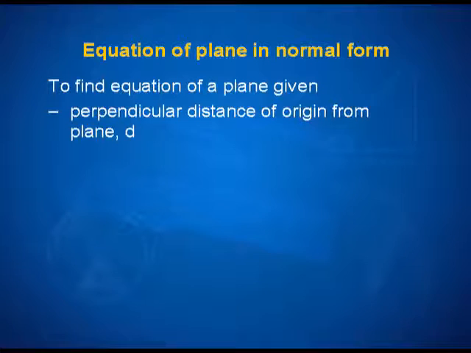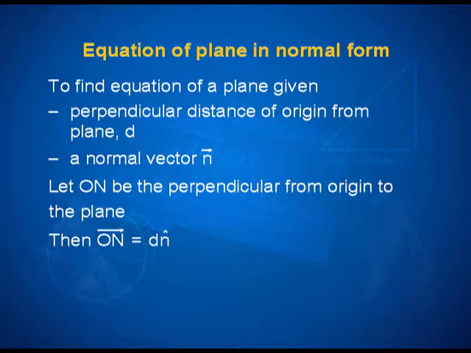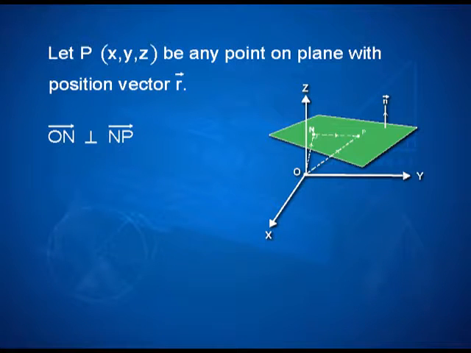When we are given the perpendicular distance of origin from plane, say the distance d, and we are given a normal vector, so we know the vector which is perpendicular to the plane. So, if I take ON to be the perpendicular from origin to the plane, then the distance ON is small d and the vector ON is in the same direction as the vector n that is given to us. Therefore, vector ON will be d times the unit vector along the direction of the vector n.